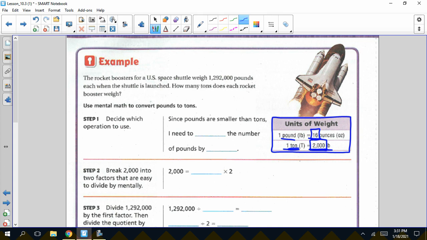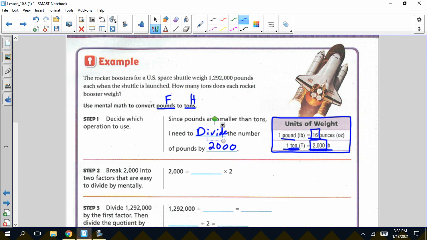The rocket boosters for a U.S. space shuttle weigh 1,292,000 pounds each when the shuttle is launched. How many tons does each rocket booster weigh? So we have to convert from pounds to tons. And since we're going from pounds to tons, and we know tons is larger, we're going to go from small to big. So we're going to divide, of course. And since we know that 2,000 pounds equals 1 ton, we're going to divide by 2,000.